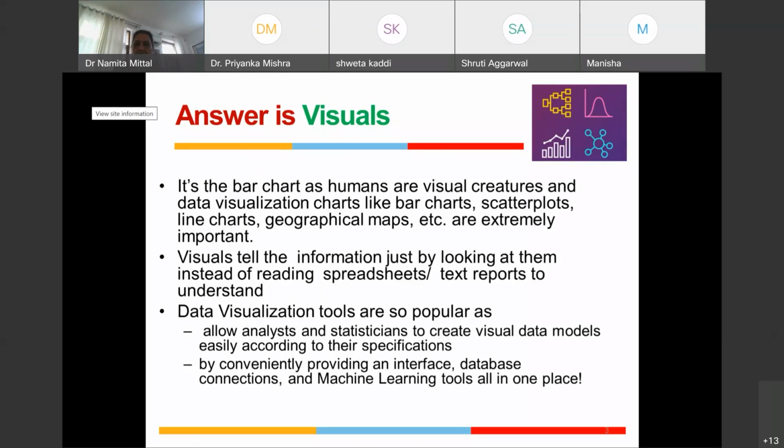So far, we have been using mostly pie charts as well. There are lots of drawbacks of using pie charts, and there is the question of at what time we should use which visual. That is an important thing, and that is explained in data visualization. So I'll take part of that. Visuals tell the information, that's true. Data visualization tools are so popular that they allow analysts and statisticians to create visual data models easily and get insights from them by conveniently providing an interface.